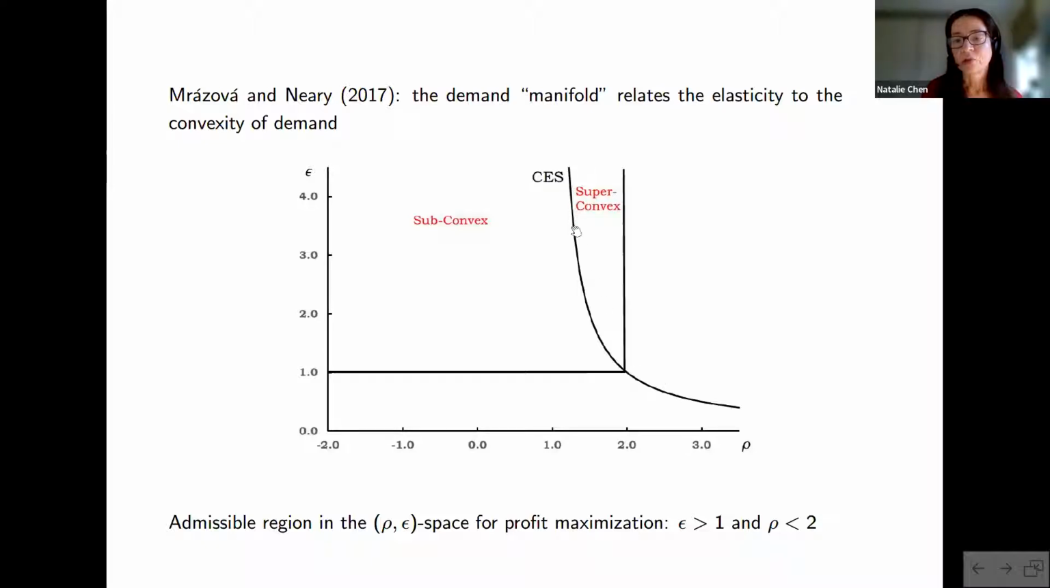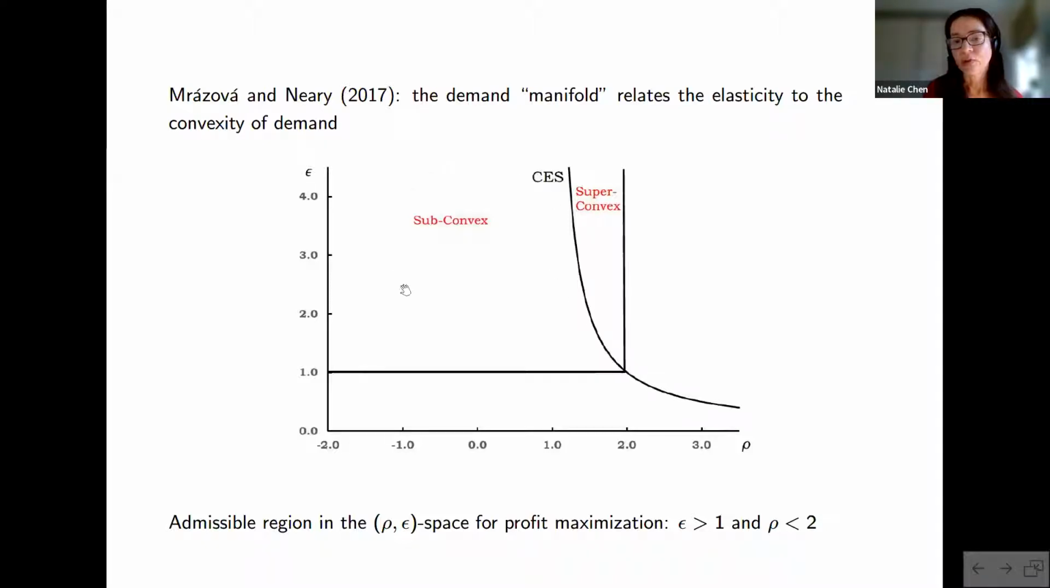So the CES locus here, each point on the CES locus will be a different CES demand, because we know that with CES, the elasticity of demand is given by the elasticity of substitution, which is constant. So each point on the CES curve will represent a different CES demand function. So what we can show is that on the CES locus, the elasticity of demand does not vary with firm output, and this means that all firms have the same markup.